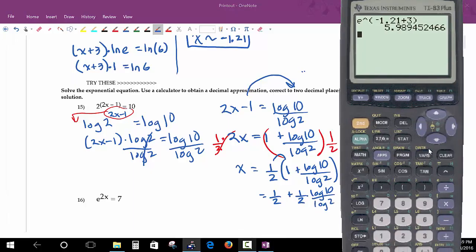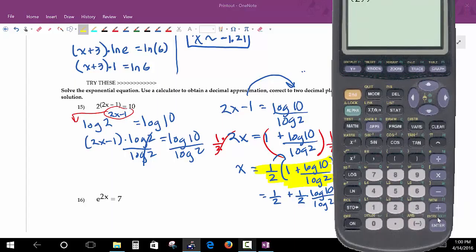Now when you do this on a calculator, this right here to me is the best way to write the exact answer. So if I do that on a calculator, I'm just going to go, well, 1/2 is 0.5. I'm just going to use 0.5 there. Then parentheses 1 plus log 10. And you could also use ln. It doesn't matter. Okay, divide by log 2. And then that would approximate your answer on that.